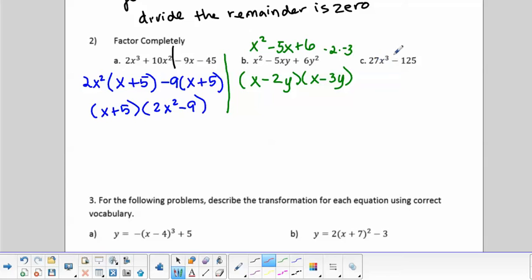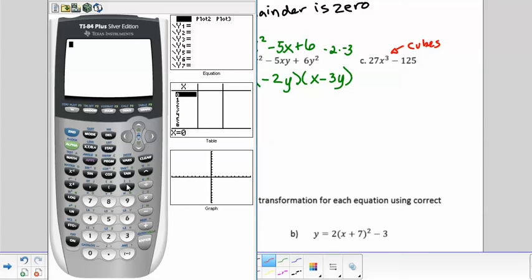Alright, the last one, this cube here, is a clue that I have difference of cubes. So what you want to do is find the cube root of 27 and the cube root of 125, and if you can't do that in your head, you could use your calculator. So if you press the math button, cube root is a choice. It's number 4. Cube root of 27 is 3. And let's do cube root of 125 is 5. So those are the numbers we're going to be using.